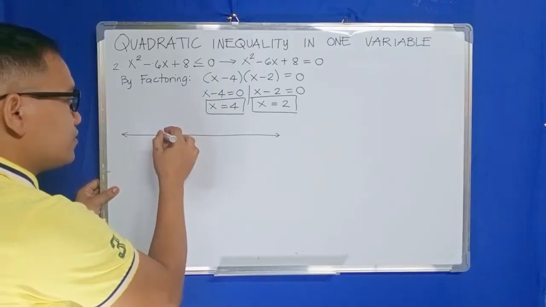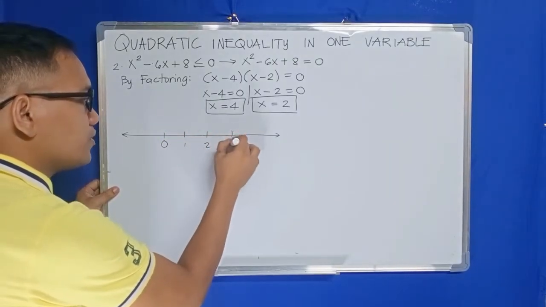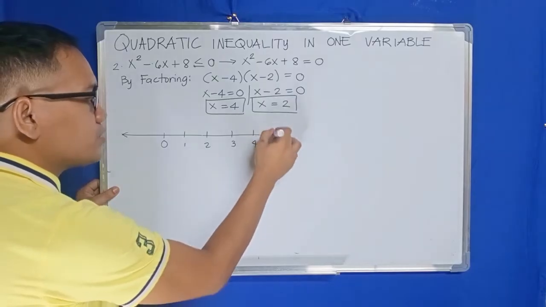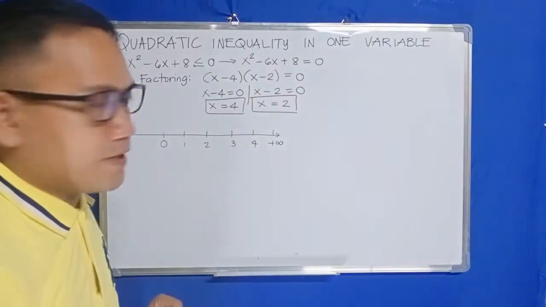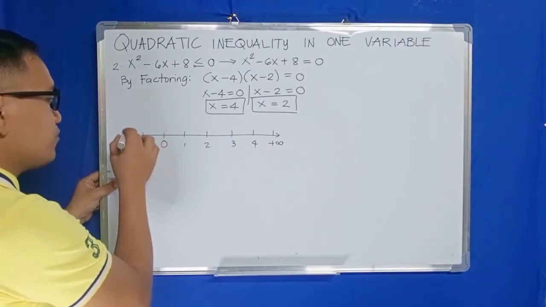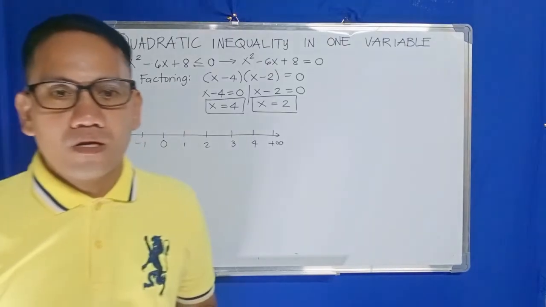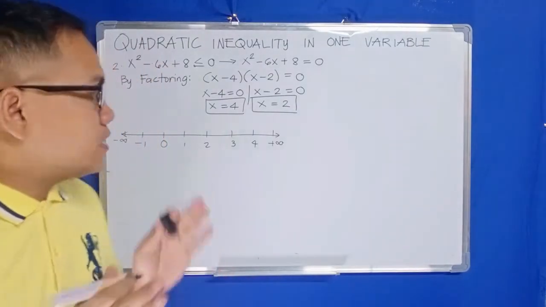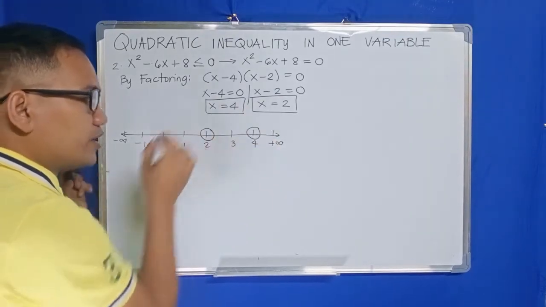Of course, we have 0, 1, 2, 3, 4. And of course, we have positive infinity right after positive 4. And of course, left of zero are negative numbers. We have negative 1. And of course, we will have the negative infinity. So again, let's try to locate our solutions 2 and 4. So we have 2 and 4.